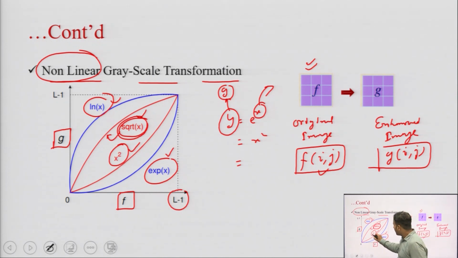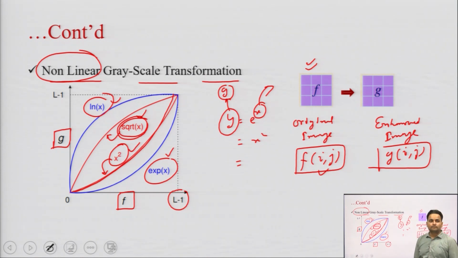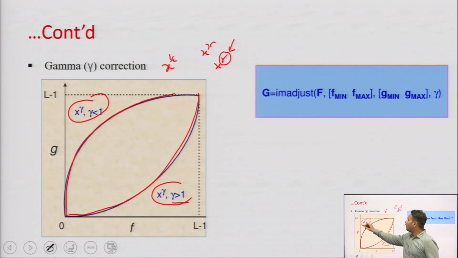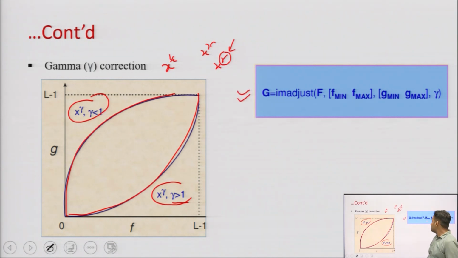If you are saying x square, then you can say gamma is greater than 1. So your function looks like this. Gamma is just the exponent of this function. So, using gamma correction, you can also get the enhanced version of the image. Now, this is the syntax used in Matlab to get the enhanced image.